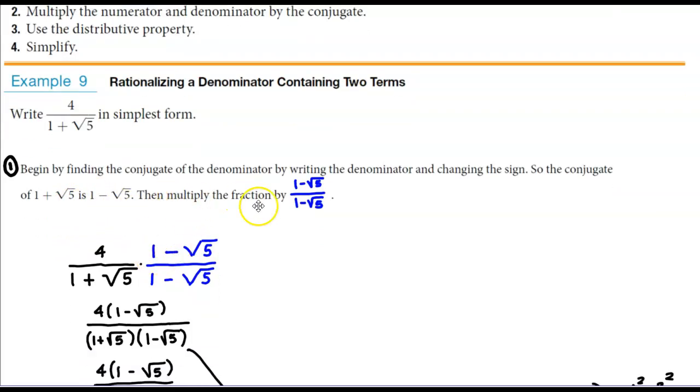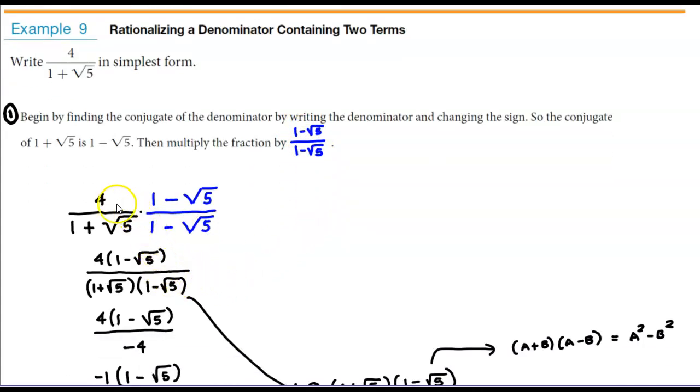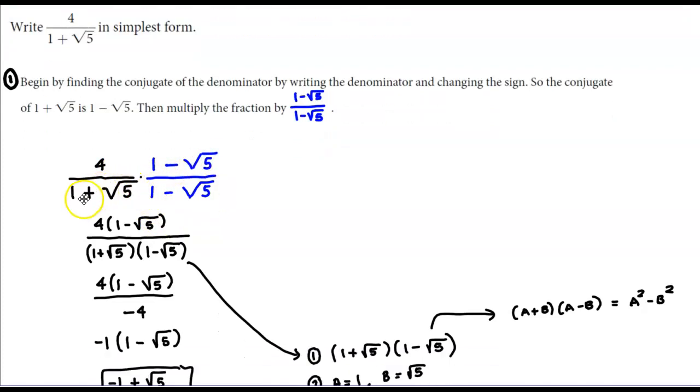So we're going to multiply the fraction by this fraction, which is 1 minus the square root of 5 over 1 minus the square root of 5. Because again, going back to our example when we rationalize the denominator with one single term, we're multiplying it by a factor of 1. So what this means is now we're going to take 4 times 1 minus the square root of 5 divided by 1 plus the square root of 5 times 1 minus the square root of 5.